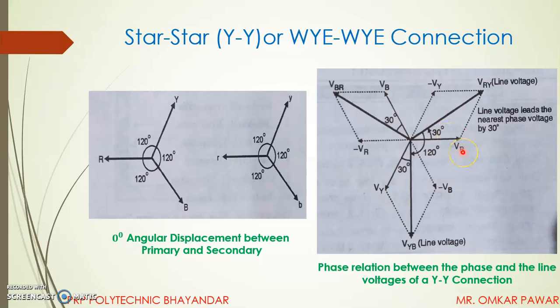So there is a relation between line voltage and phase voltage. So in this case, line voltage leads the phase voltage by 30-degree. This line voltage leads the phase voltage by 30-degree. Similarly, we can draw for VBR and VYB. So this is the phase relation between the phase and the line voltage of star-star connection.